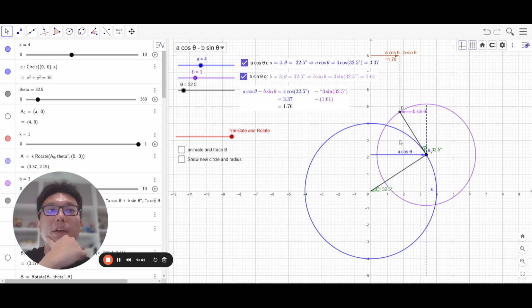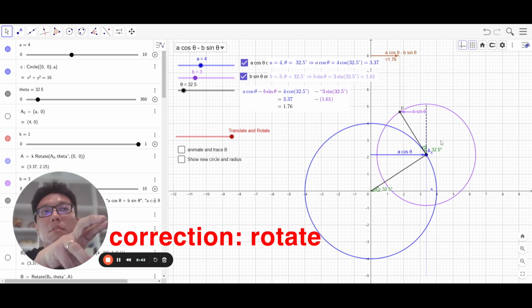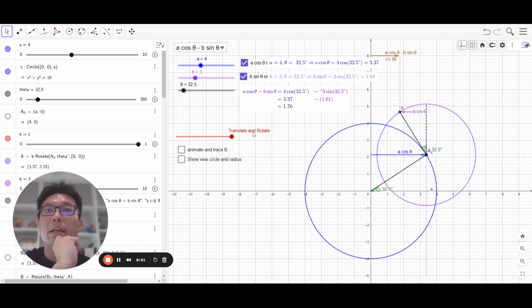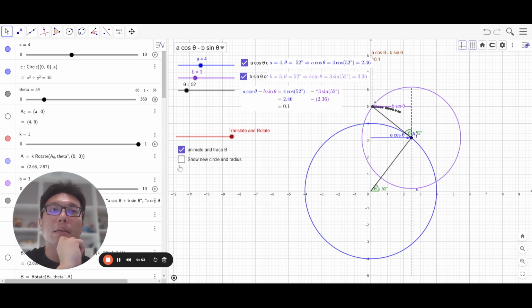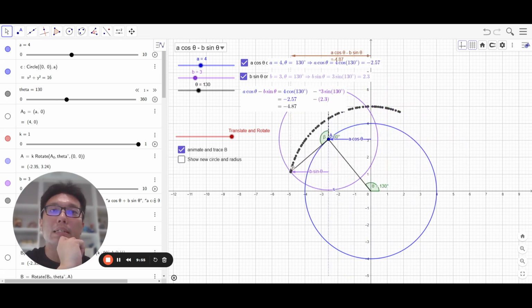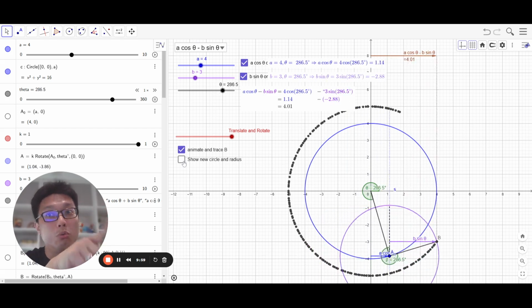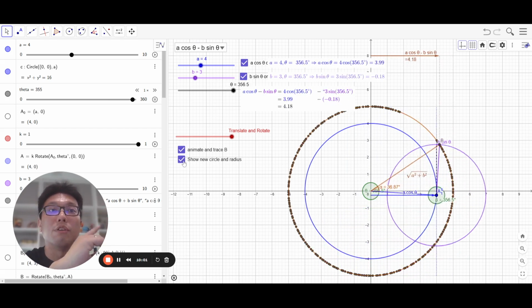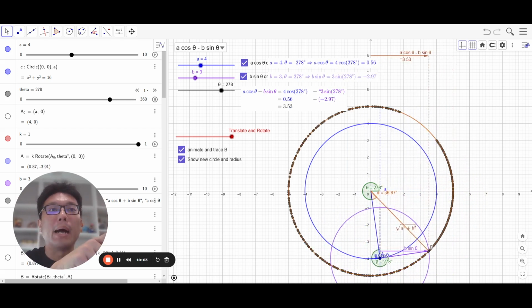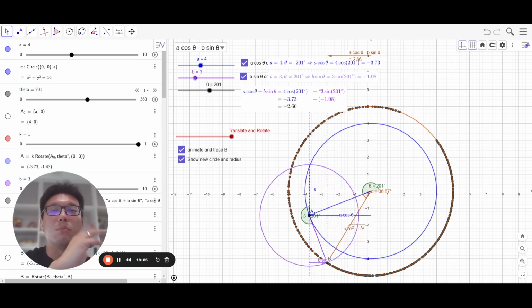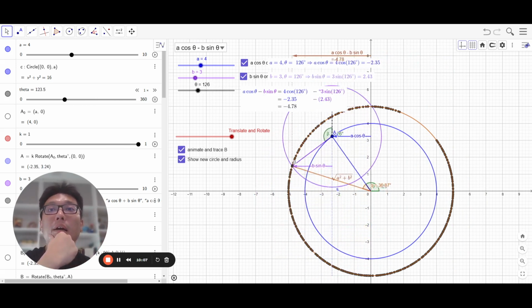To have this effect, we need to translate the violet circle in the anti-clockwise manner, which gives us this diagram. And then when we animate, we realize that the point B, with respect to the new circle, is shifted forward by 36.87 degrees, which is alpha.